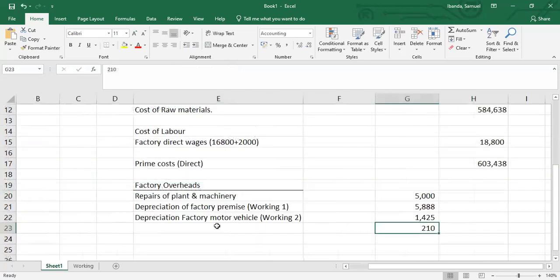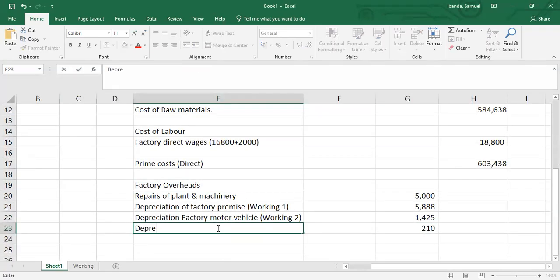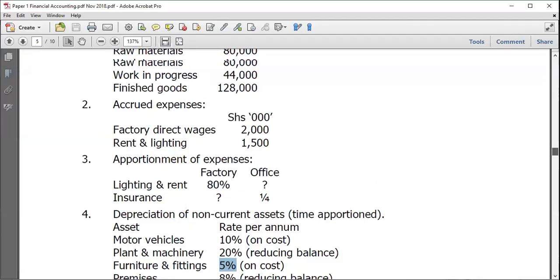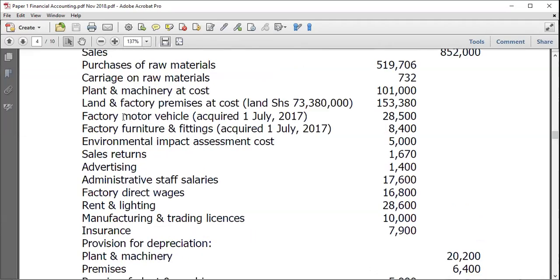So furniture and fittings, depreciation for furniture and fittings, okay, factory furniture and fittings right there. By the way, you need to know that if up here it didn't have the word factory on it, I would not be looking at it here. I would wait until I'm doing the P and L, that is when I'll put it there. But since it has factory, that's why I'm including it within my cost of.